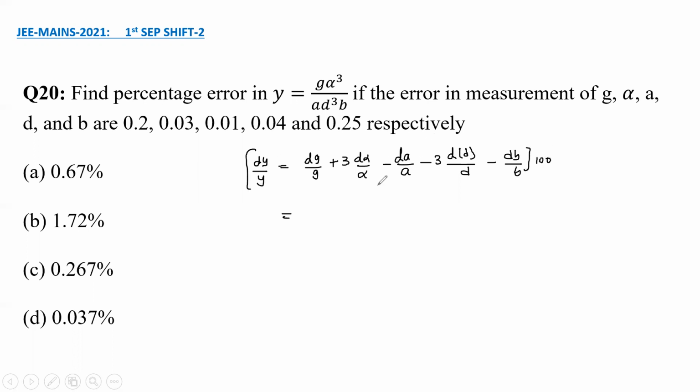for percentages, let us multiply both sides with 100. So the percentage error in G, as they have given as 0.2, we have to write as it is, plus 3 times d alpha by alpha. So 3 times percentage error in alpha, which is 0.09, plus percentage error in A is 0.01, plus 3 times percentage error in D, that is 0.12, plus percentage error in B, which is 0.25. So in total, this is 0.3 plus, that is 0.42 plus 0.25. So 0.67%. So the correct option is option A.